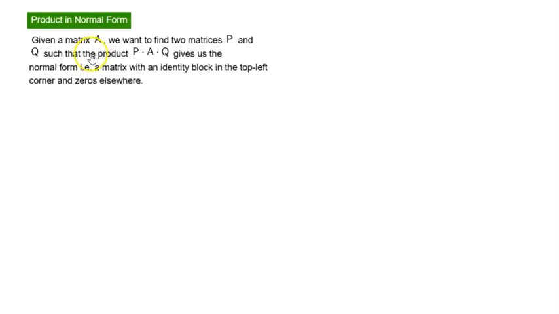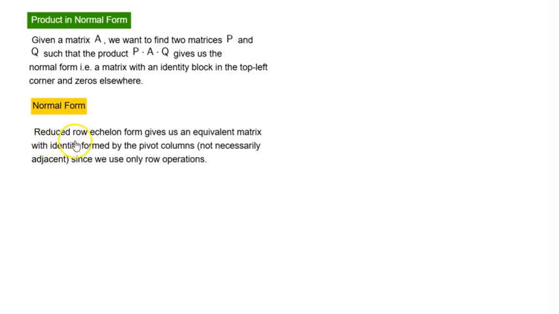Let us look at the product in normal form. Given a matrix A, we want to find two matrices P and Q such that the product P times A times Q gives us the normal form. That is a matrix with an identity block in the top left corner and zeros elsewhere. Let's look at this normal form in a little bit more detail.